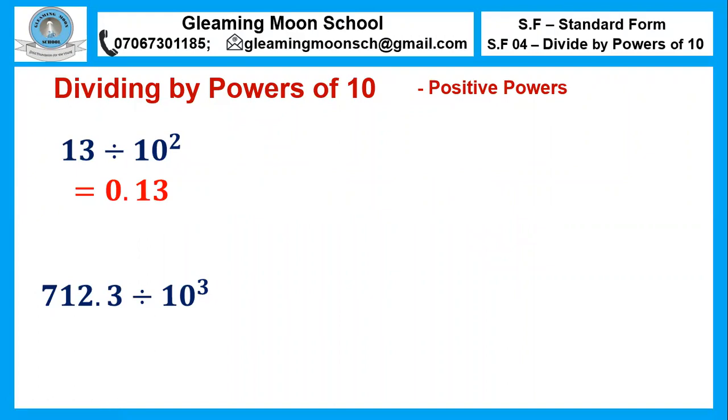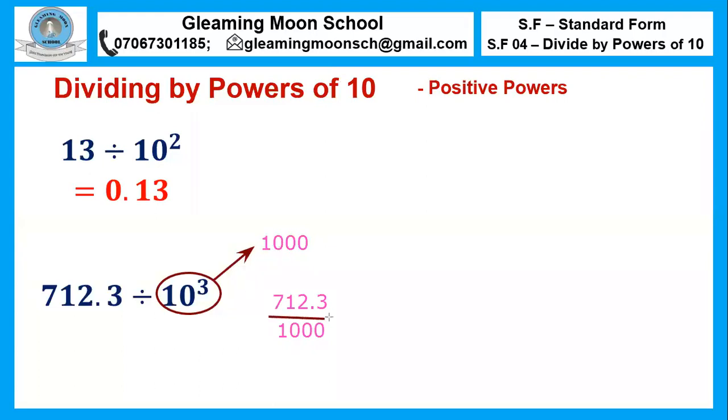712.3 divided by 10 raised to the power of 3. Again, the first thing you need to ask yourself is, what does 10 raised to the power of 3 mean? Okay, so we know that 10 raised to the power of 3 means 1000. So if it means 1000, that means what we are doing is 712.3 divided by 1000.